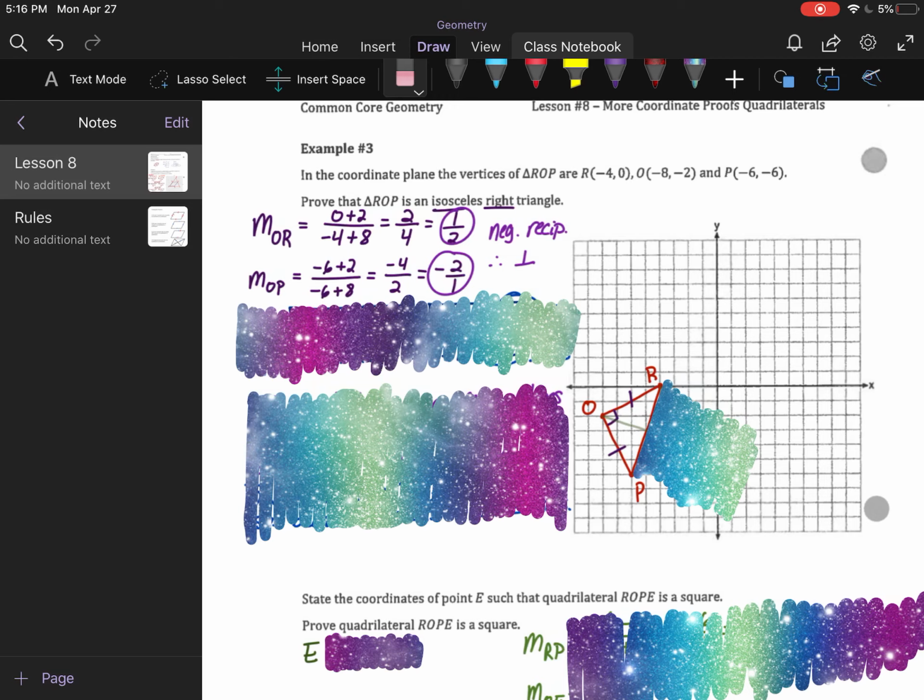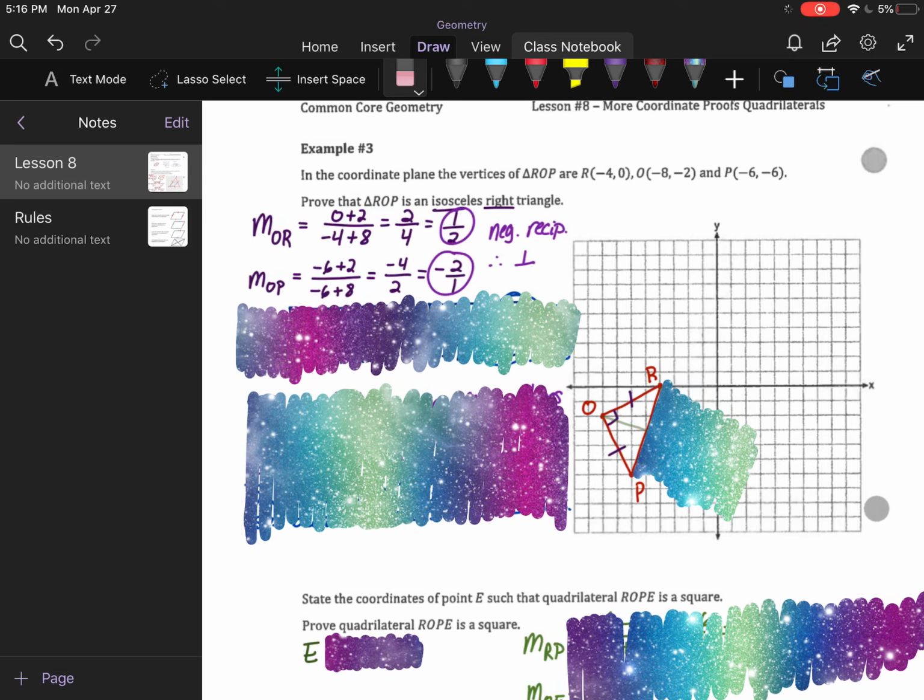Okay, so this is our answer for the first part, which is proving that we have a right angle. So OR and OP, the slopes are going to be negative reciprocals, which means they are perpendicular. So angle O is a right angle, which means triangle ROP is going to be a right triangle.